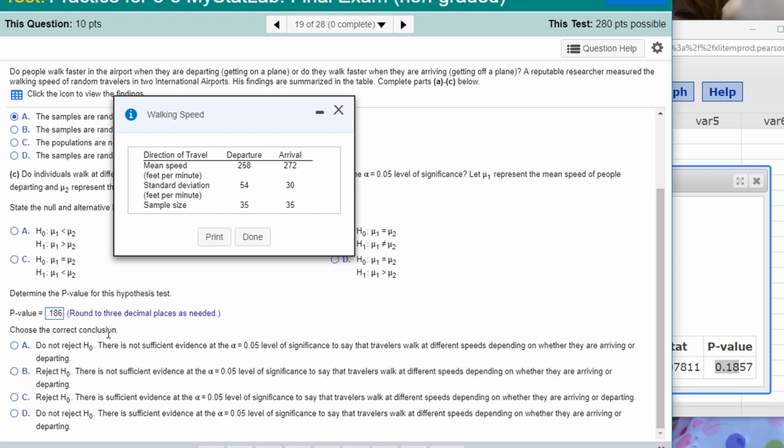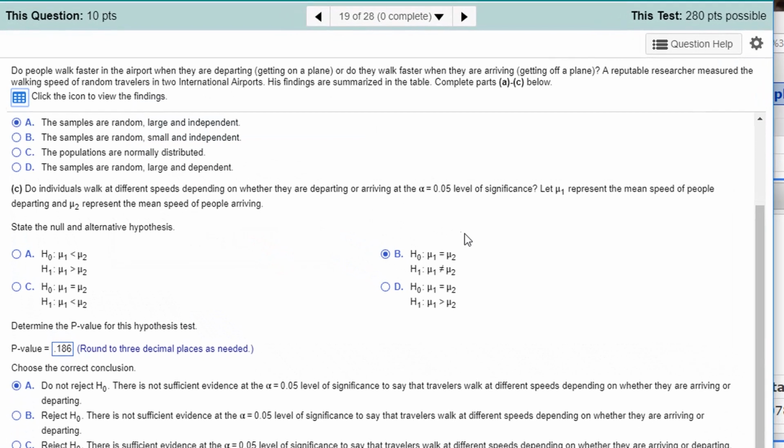Conclusion would be, do not reject the null hypothesis. There is not sufficient evidence, and everything else is gravy. There is not sufficient evidence at alpha equals 0.05 to say that travelers walk at different speeds. Yeah, this is greater than my alpha level, so I don't reject. There is not sufficient evidence. Okay?